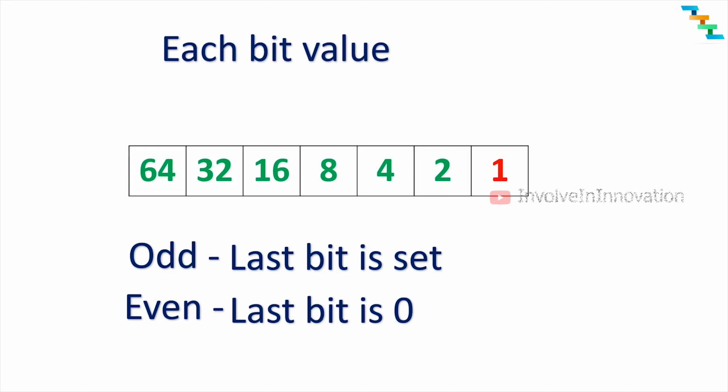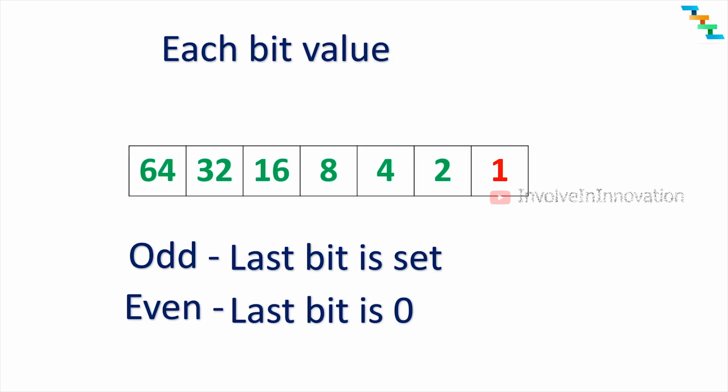Here we know that when you add even with even, the result is always even. And if you need to get odd, one of the operands must be odd. For an odd number, the last bit will always be 1, and for an even number the last bit is always 0. This is the basic understanding we need to solve this problem.